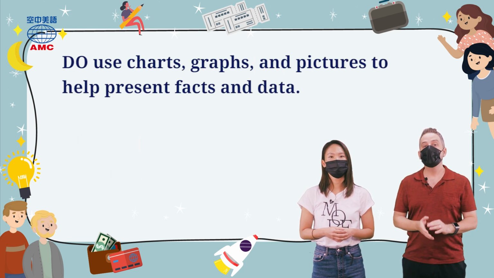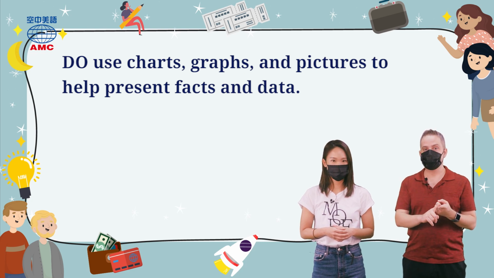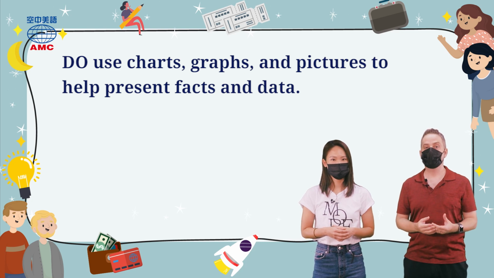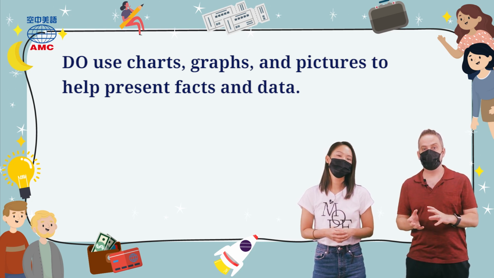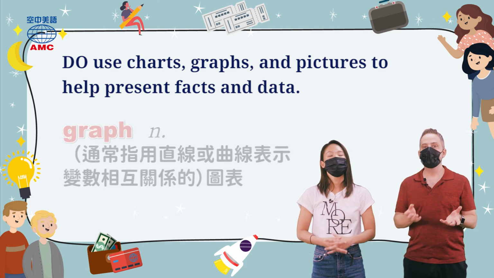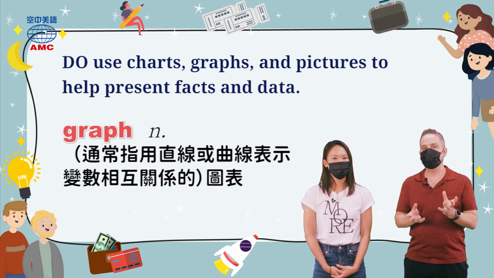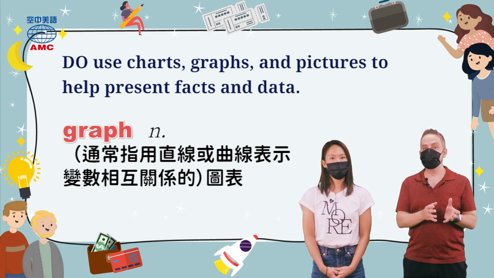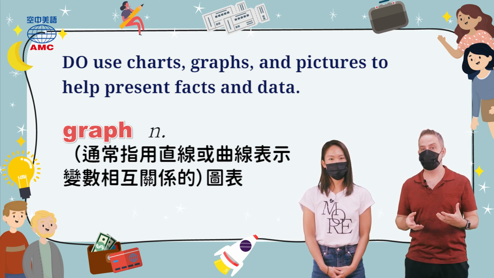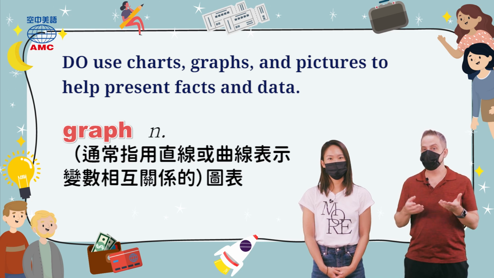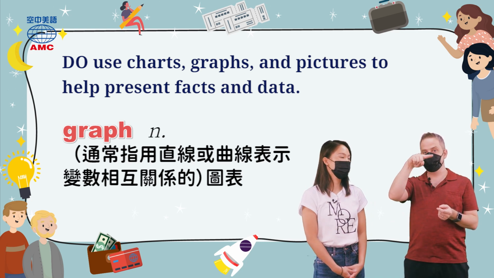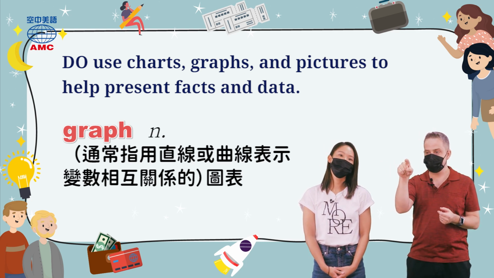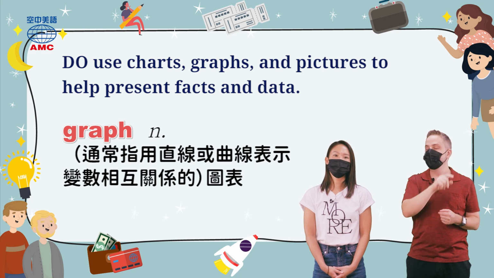And here's another. Do use charts, graphs, and pictures to help present facts and data. So a chart, we kind of see, we know what that is. A graph is basically a kind of chart. It's a diagram that shows usually the relationship between two things that vary. For example, how something grows over time. It'd be a line, it goes up, it goes down. A sales graph, maybe, okay, sales are steady, sales are falling, sales are rising, and so on.